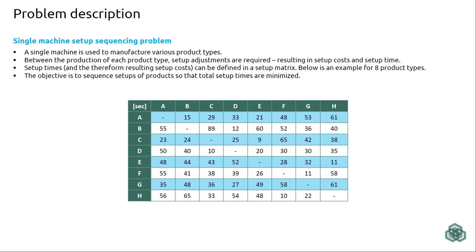In this video I want to talk about changeover sequencing problems in manufacturing. We're looking at a single machine problem. The machine can be used for producing various product types referred to as A, B, C, D, E, F, G, and H. And you can see here a matrix that contains the changeover times from one product type to another. The objective now is to find the optimal changeover sequence so that we minimize the total amount of changeover time.